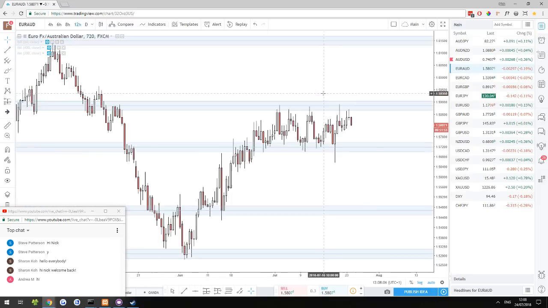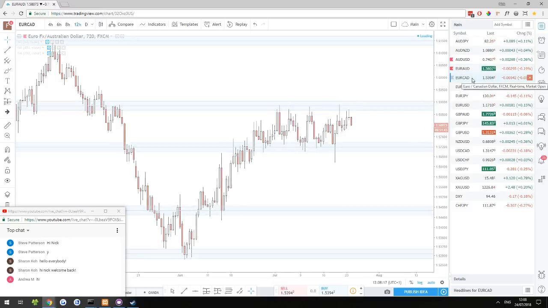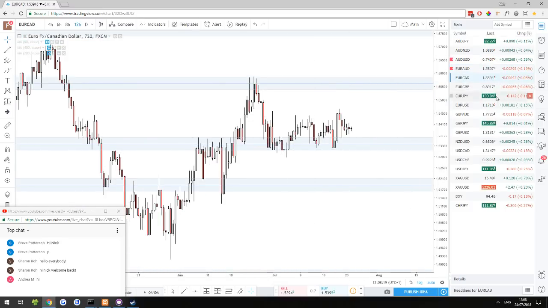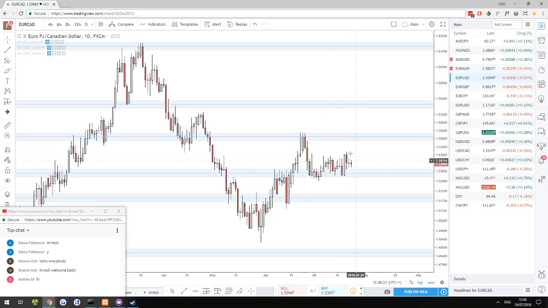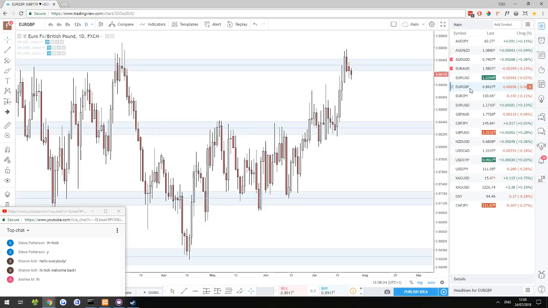All right, EURAUD. EURAUD is also in a range. I'm not going to explain in detail what to do here. Just keep an eye out on this range for longs and shorts like we're doing for AUDUSD. EURCAD, nothing much going on there, guys. Just kind of stalling on top of the support area.